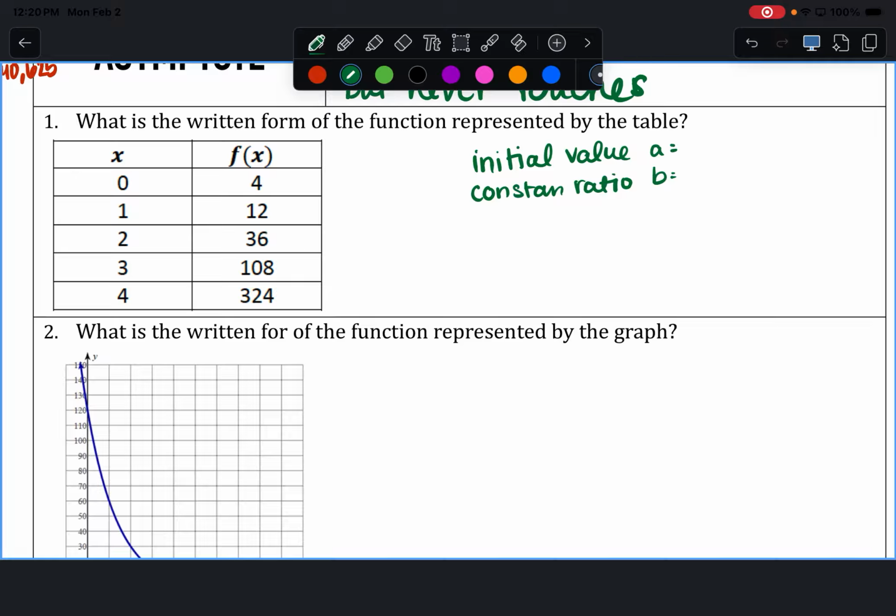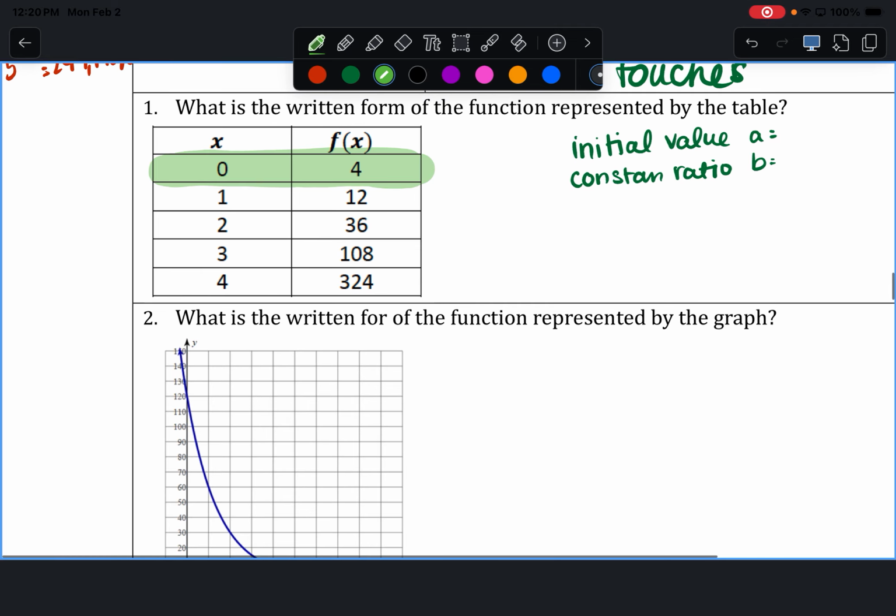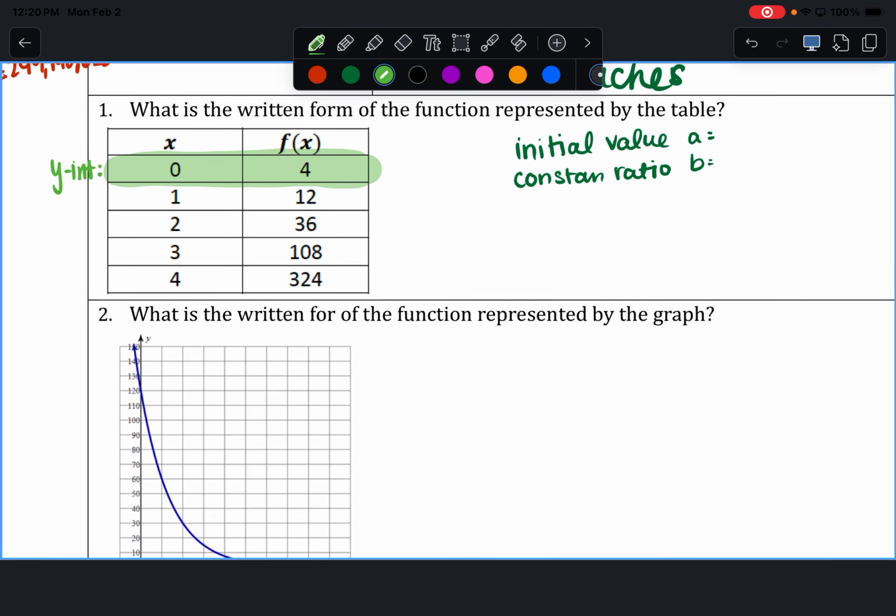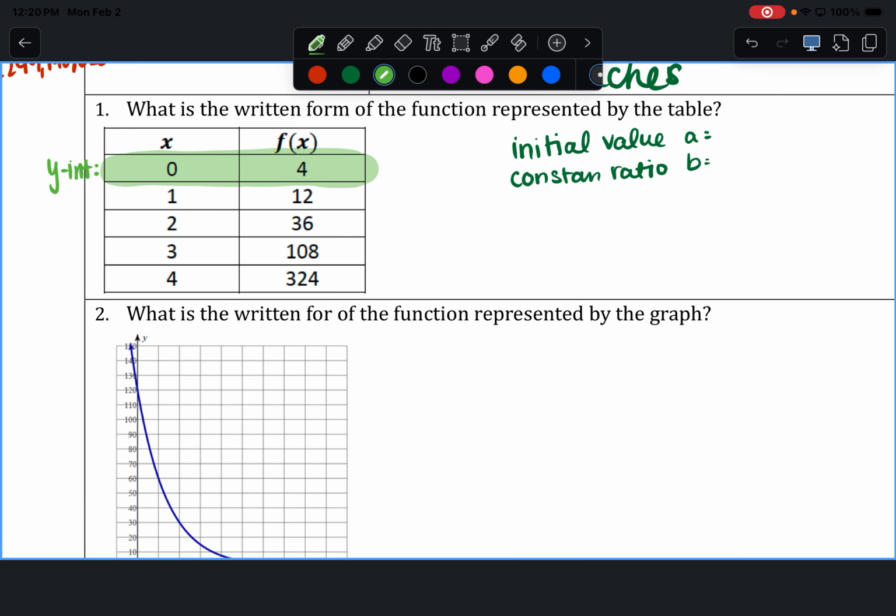So we're going to start by looking at it. In this table over here, it will almost always give us our y-intercept. That is where x is 0 and what y is. That y-intercept is what we consider to be our initial value. That's our starting point. That is our A. So our A in this case will be, what is our y value there? 4. So that is our A. That is our initial value. Find your y-intercept. Use the y value as your A.